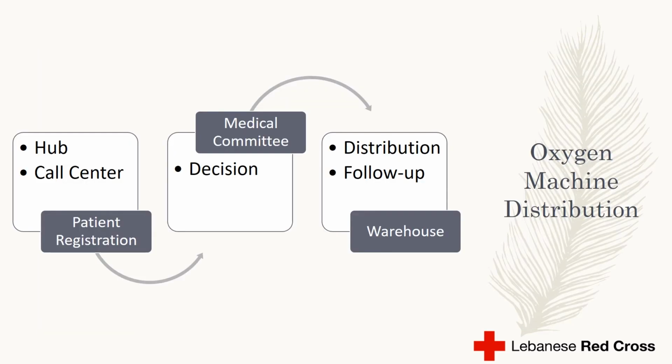Using the hub for the oxygen machine distribution, beneficiaries were able to register to access resources. The solution was designed to meet the community's needs, where the patient fills out the survey himself or calls the hotline call center. The requests are registered, then referred to the LRC Medical Committee for approval. Approved requests are transferred directly to the warehouse for execution.